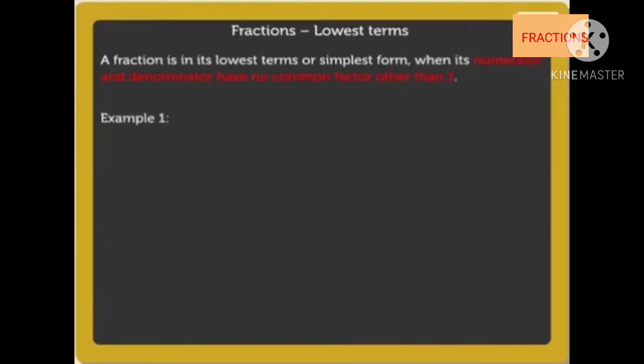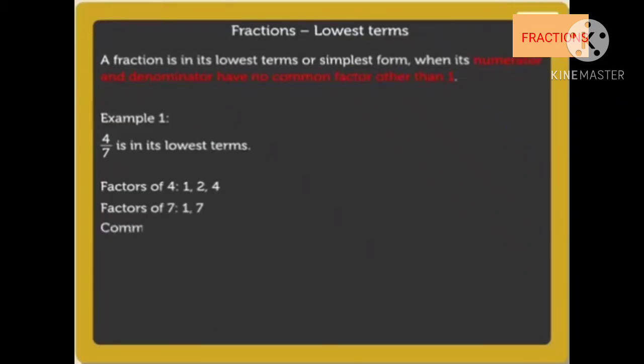Example 1. 4 upon 7 is in its lowest terms. Let us see how. First, let us find the factors of 4 and 7. Factors of 4 are 1, 2 and 4. Factors of 7 are 1 and 7. Here, the common factor of 4 and 7 is 1. Thus, we say that 4 upon 7 is in its lowest terms.